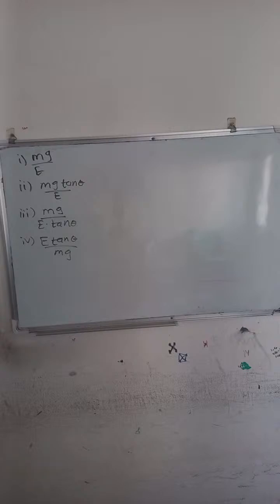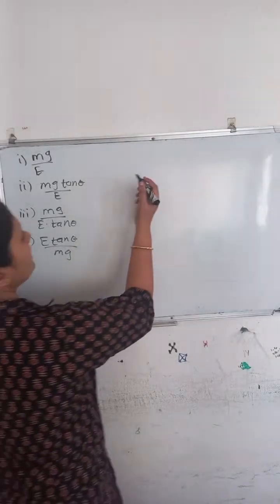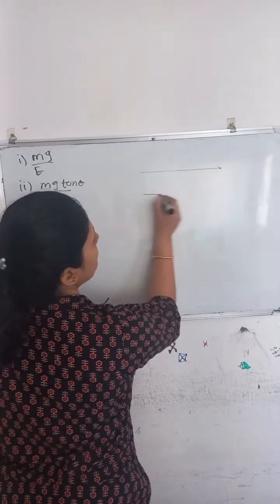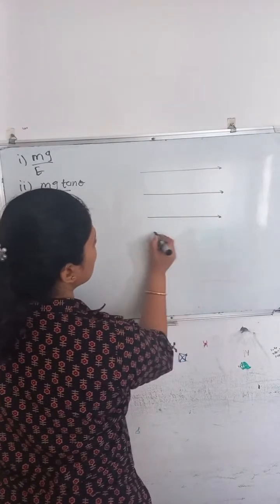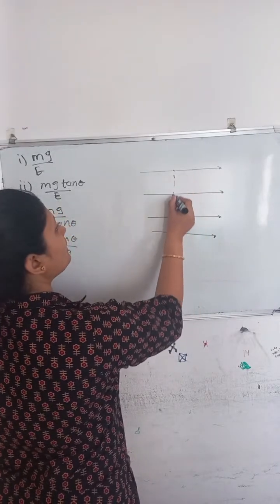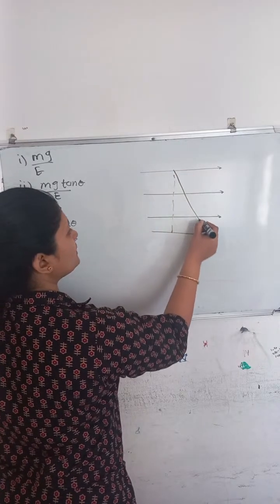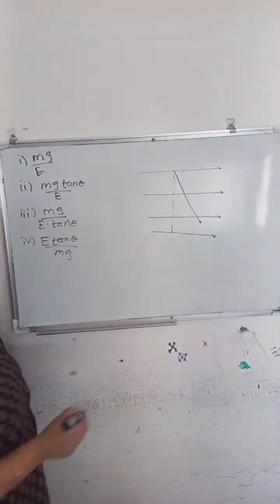Okay, so first option, positive with magnitude mg by capital E. Second, positive with mg tan theta by E. Negative with magnitude mg E tan theta, and positive with magnitude E tan theta by mg. So these are the options given, and the figure is also given over here. In the figure, a uniform electric field is given, this is the string, and here charge q is kept.